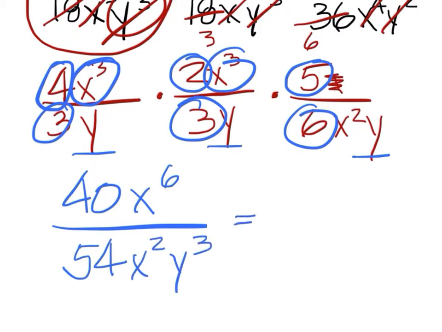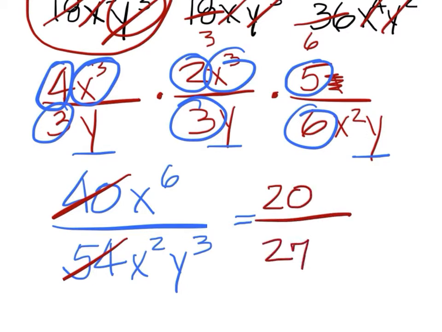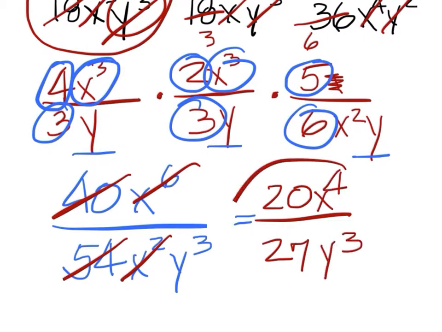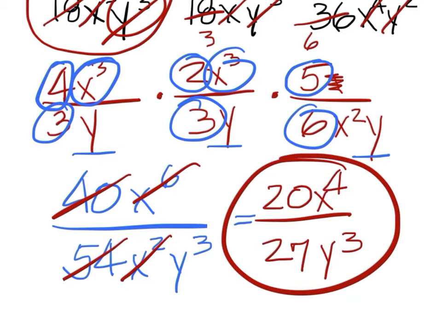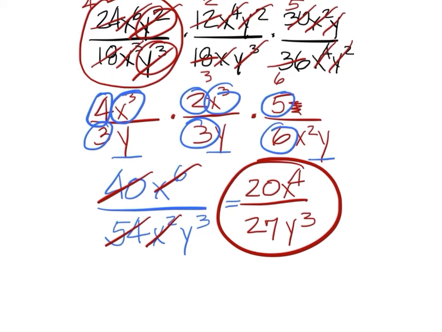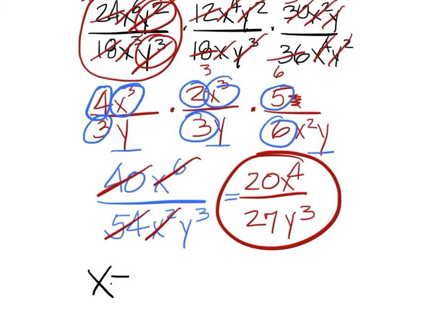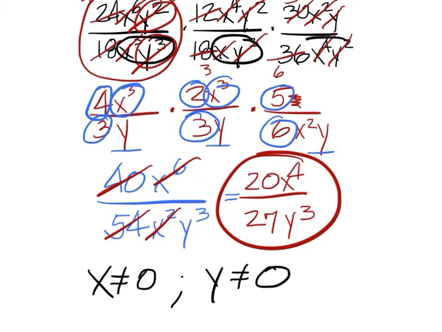So you can simplify once again. You can take out a 2 from each of these and get 20 over 27. x to the 6th over x to the 2nd is x to the 4th, and the y to the 3rd would just stay on the bottom. Of course, the values that you could not have would be x cannot be 0 and y cannot be 0 because you have those multiplied all the way through there on the bottom.